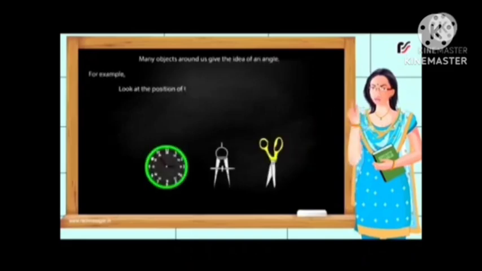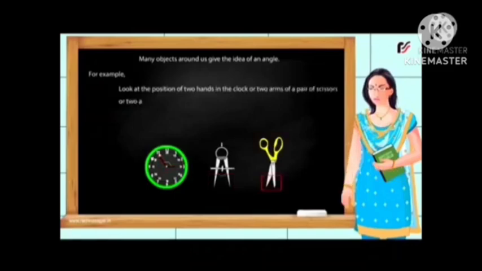Many objects around us give the idea of an angle. For example, look at the position of two hands in the clock, or two arms of a pair of scissors, or two arms of a divider.